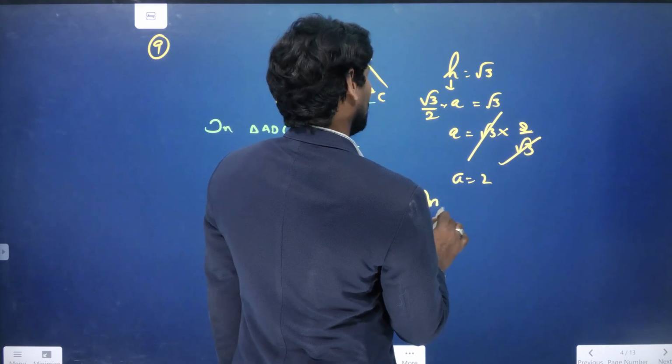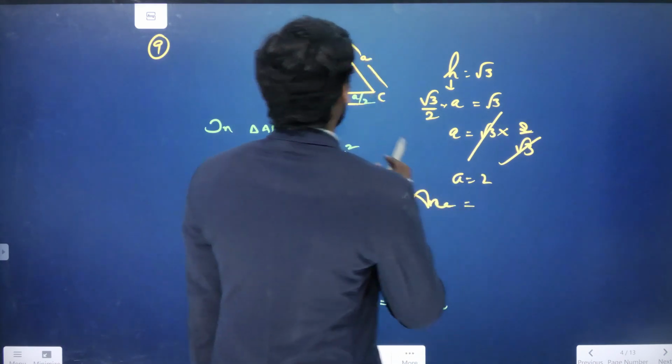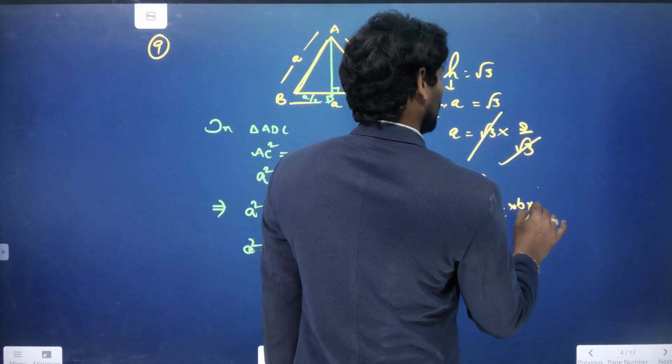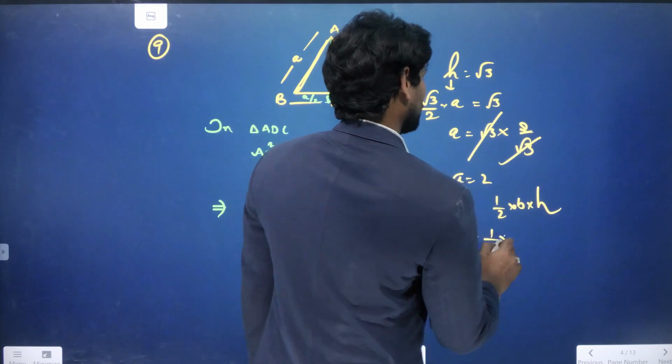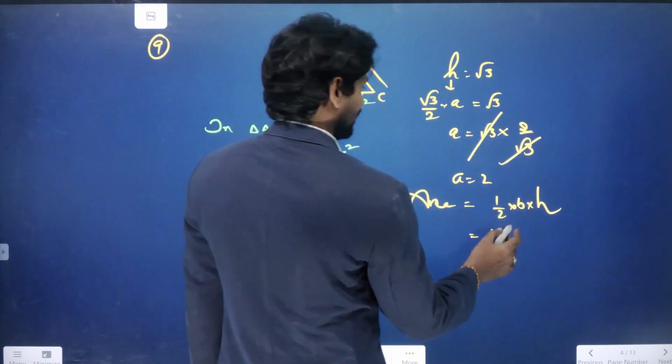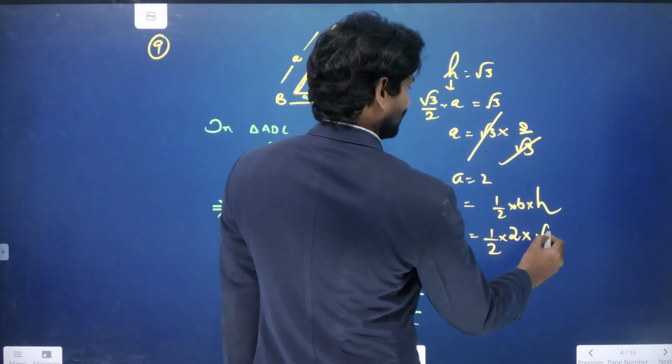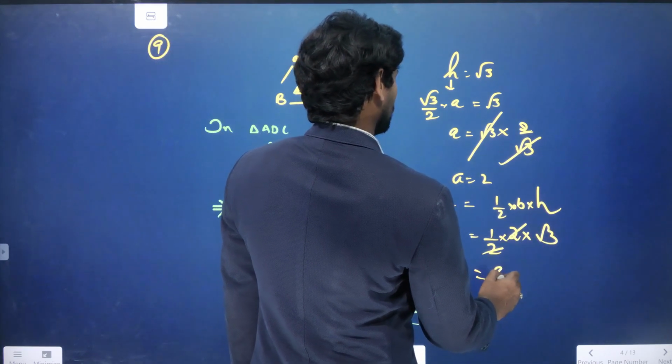Now the area. Area of the equilateral triangle, when you know the height, we can write the formula half base into height. That is equal to half, where the base means the side of the triangle a, that means 2 centimeters, and the height value is root 3. So cancel, area is equal to root 3 centimeter square.